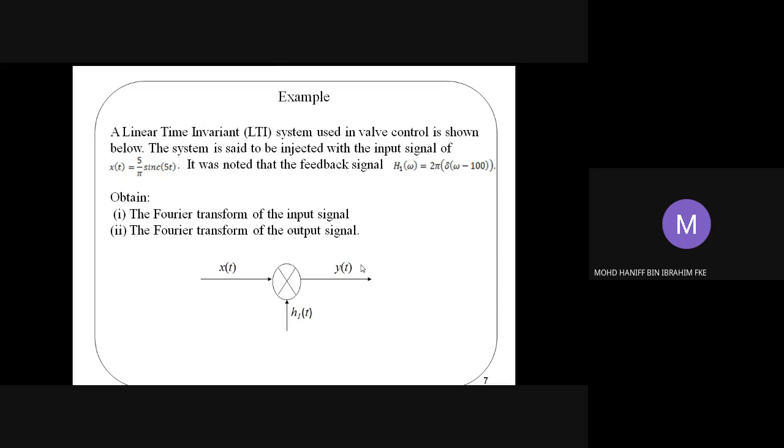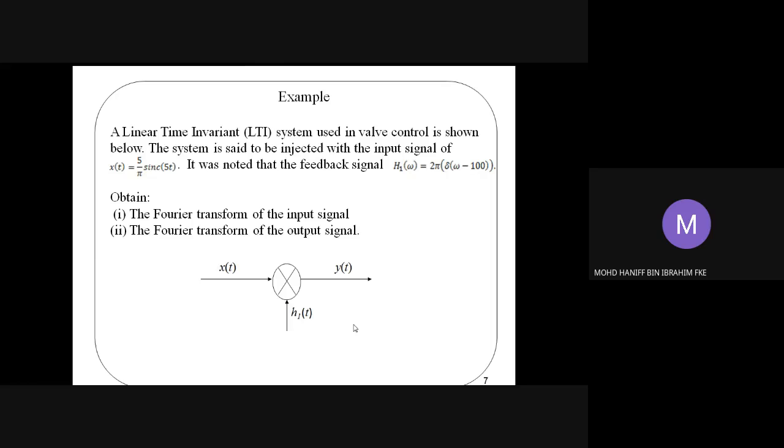The question is, you need to obtain the Fourier transform of the input signal. Number two, what should be the Fourier transform of the output signal y(t)? Basically, we are given x(t), so we need to find its Fourier transform. We are given H1(omega), and we need to find the Fourier transform of this output y(t). Please note that based on the given diagram, the relationship between the input, the feedback, and the output is y(t) equals x(t) multiplied with h1(t). Based on this multiplier or mixer, the output is x(t) multiplied with h1(t).